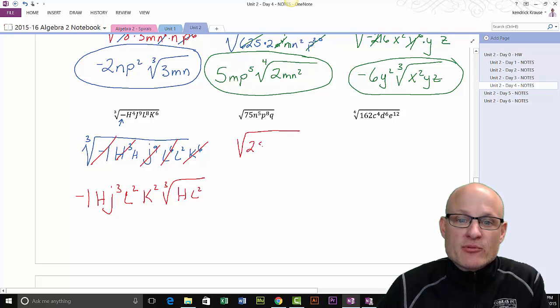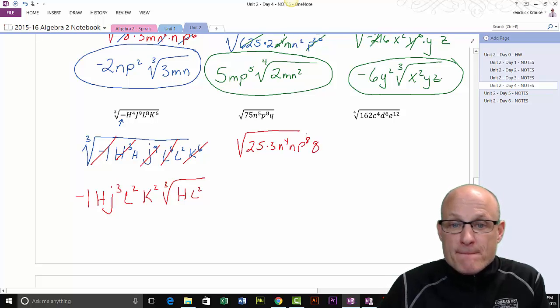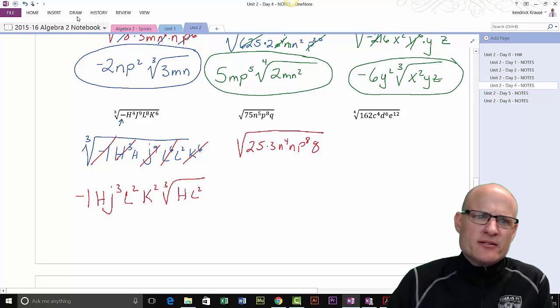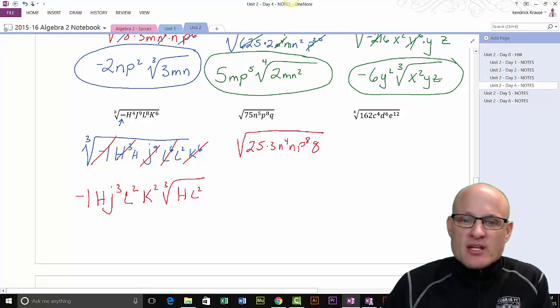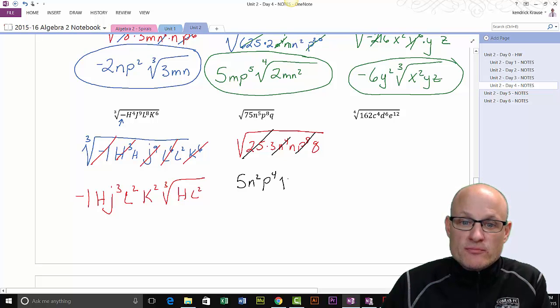That's 25 times 3. But I'm looking for groups of 2 now. So n to the 4th, n. P to the 8th is okay, and I'm not going to touch that Q. Can't touch that. Why do I keep doing that? It's like addicting. All right, the square root of 25 is 5. The square root of n to the 4th is n squared. And the square root of p to the 8th is p to the 4th. Groups of 2. And I'm left with 3nq.